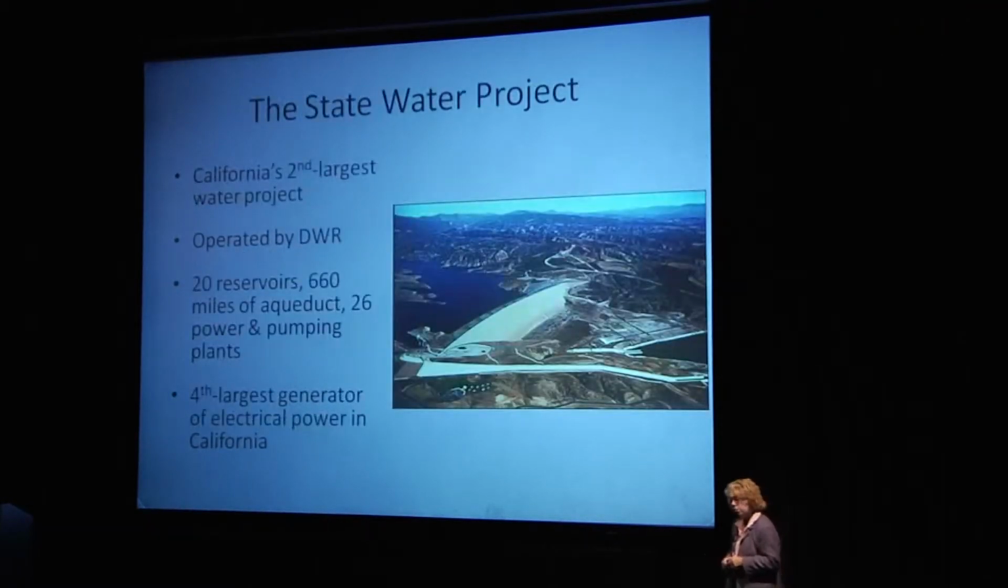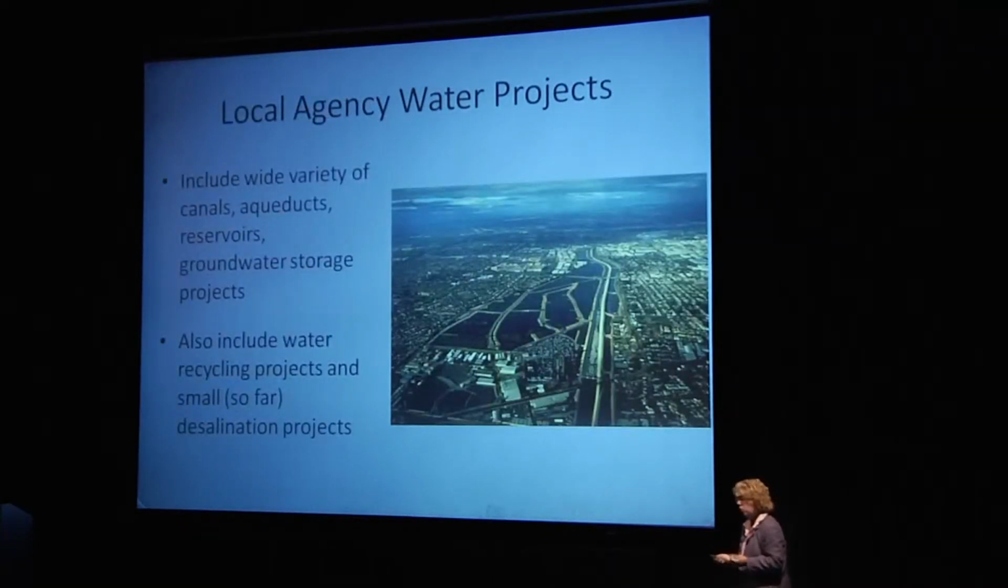If we look at the State Water Project, it's the second largest water project in California. It's operated by my agency, the Department of Water Resources. We're actually the largest consumer of electrical power in California, and that's because we lift water 1,900 feet up over the Tehachapi Mountains to bring it down to Southern California. We do generate some power, but we're only the fourth largest generator in the state, and obviously a lot of different kinds of facilities.